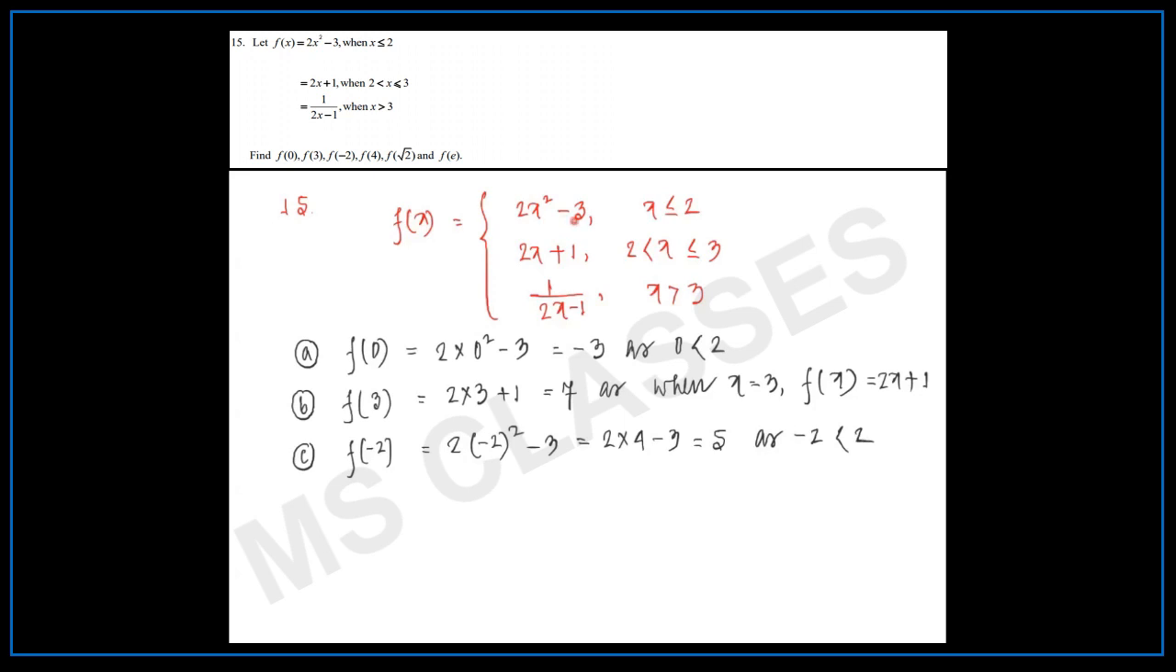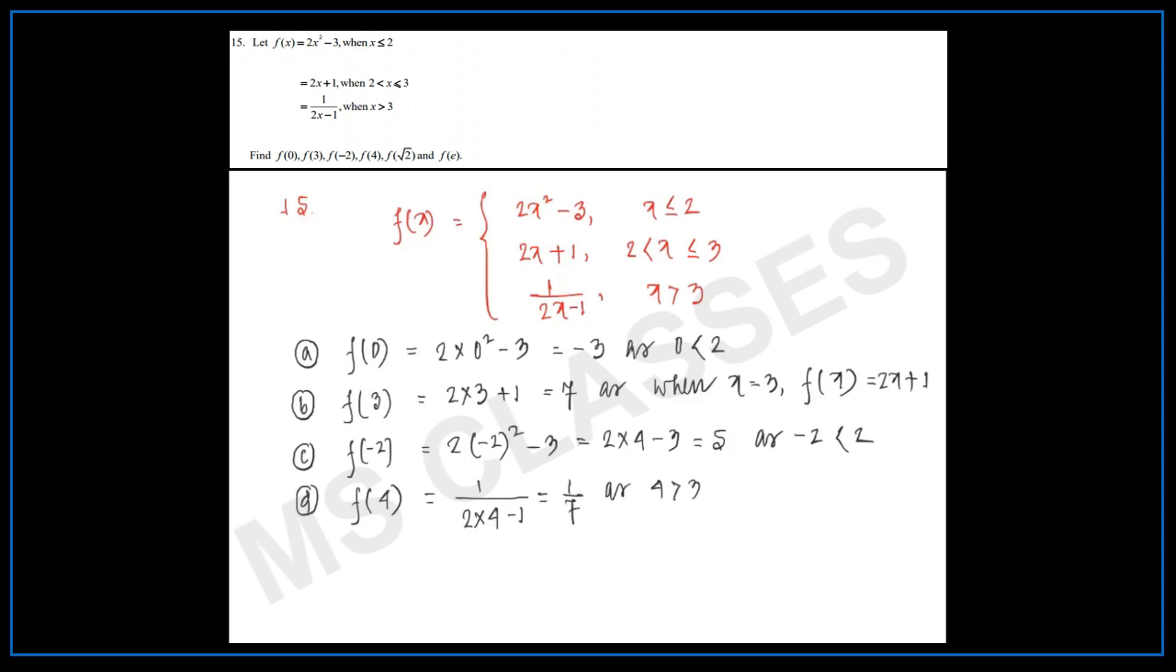Next we come to part D, f(4). The input is more than 3, so this definition should be used. So this will be 1/(2 × 4 − 1), which is 1/7, as 4 is greater than 3. So therefore we have used this definition.